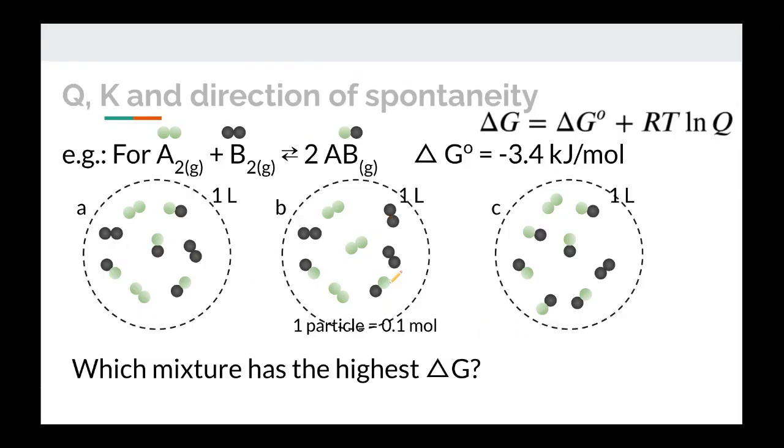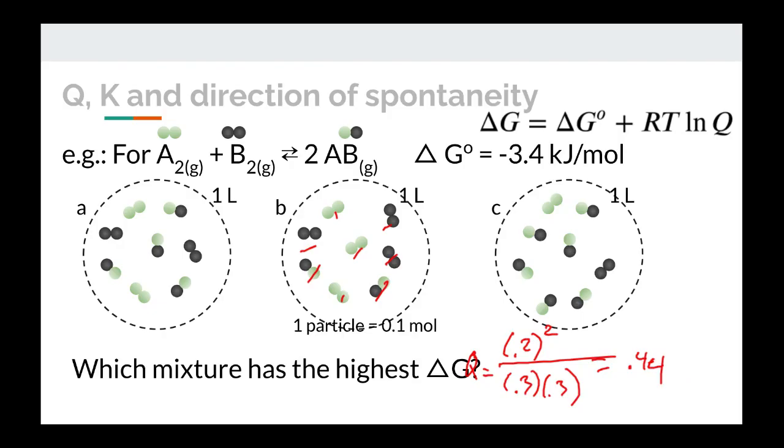We have 2 particles of AB. So the numerator is going to be 0.2 molar squared. And we've got 1, 2, 3 A2 and 1, 2, 3 B2. So the denominator is going to be 0.3 times 0.3. And that's Q. That's what we're calculating here. And Q, if you work this out, turns out to be 0.44.